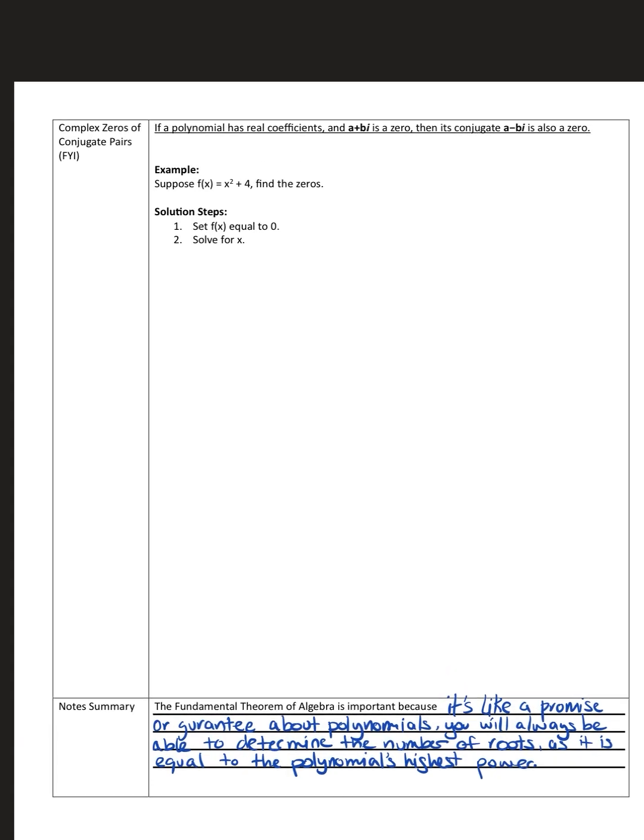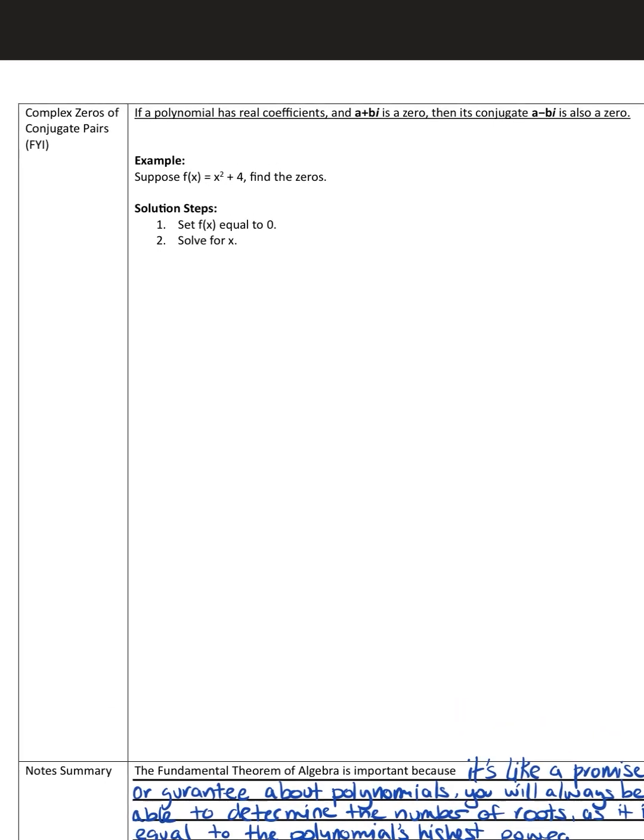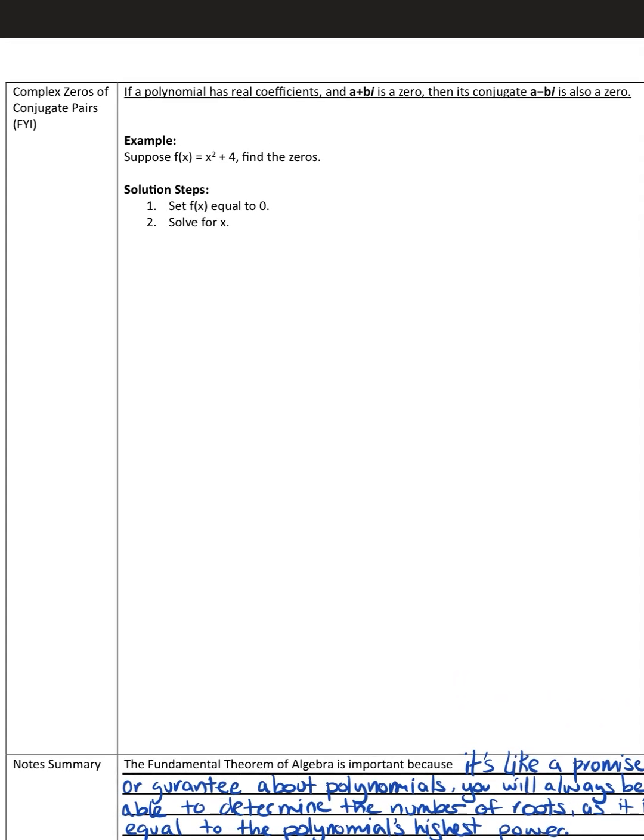And let's look at complex zeros of conjugate pairs. All right, so we're just giving you this information because this is one of those FYI things, which is why I wrote FYI right here. So, reading this, the complex zeros of conjugate pairs: if a polynomial has real coefficients and a plus bi is a zero, then its conjugate a minus bi is also a zero.